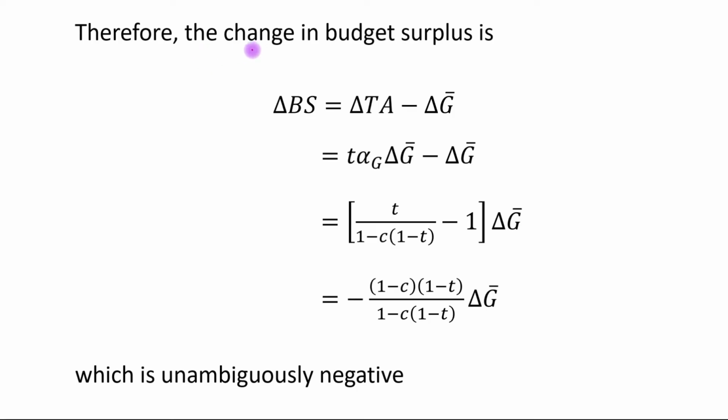Therefore, the change in budget surplus is equal to change in taxes minus change in government expenditure. After some calculations, we get this final result. So I will show you this calculation part.